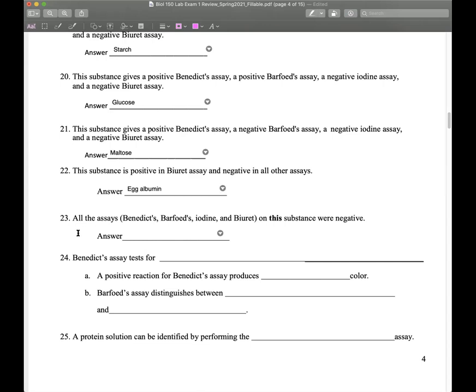And then if all assays were negative, what might that tell us that we have? Sucrose. Right, sucrose. So remember, sucrose is a non-reducing disaccharide. If we had a substance and all the assay results were negative, it's either water or just the absence of something, or if it had to be one of these choices, the only one left that makes any sense is sucrose, because it would not test positive in any of these assays.